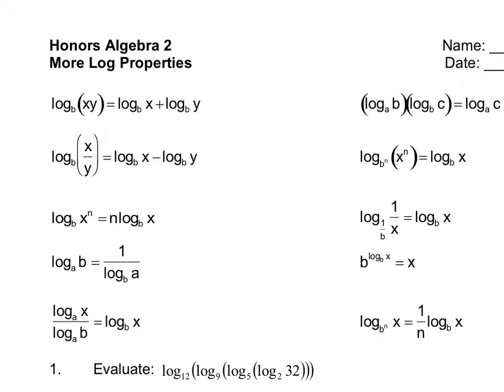In this lesson, we're going to learn about more log properties. So let's highlight the ones that we already know. Do I know the first property? Yes. What is it called? Addition. The product property. Log of xy is equal to log of x plus log of y.